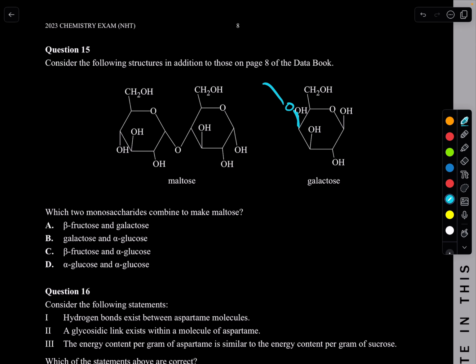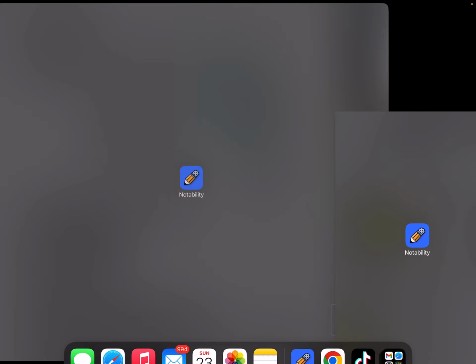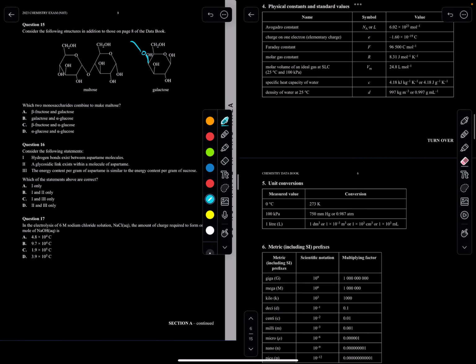So which one has that? Let's have a look at A. B, fructose. Absolutely not fructose. None of them look like fructose. Let's have a look at fructose. Let's look at fructose here.